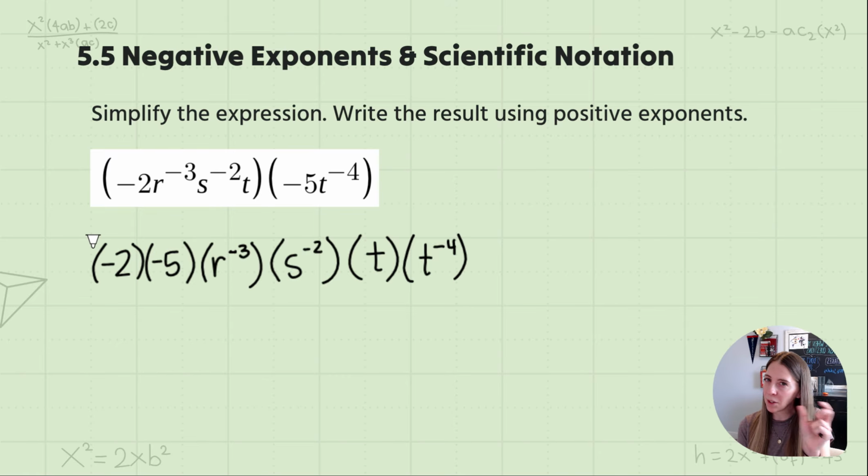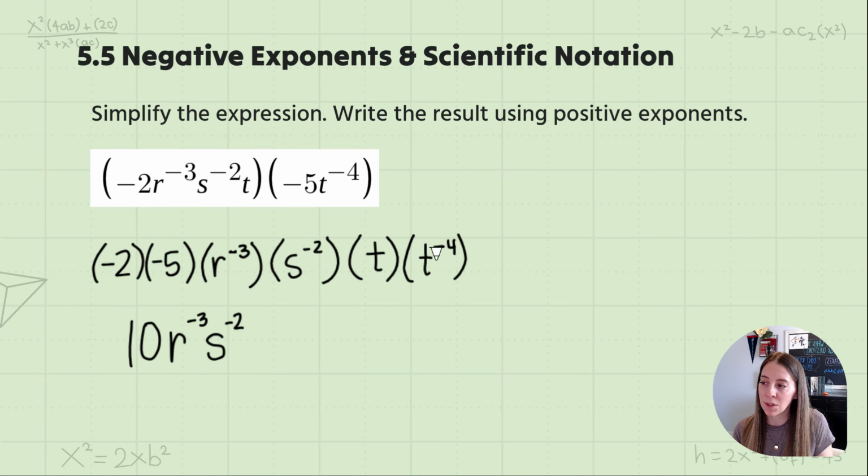All right, so I just like grouping them just to make my life a little bit simpler. And it helps me check to make sure that I'm doing everything I'm supposed to be doing. So then I multiply terms that can be multiplied. So -2 times -5 is a +10. R to the -3rd, there's no other r variable, so I can't multiply that by anything else. So that's just going to be an r to the -3rd power. Same with s to the -2 power. There's no other s terms, so I'm just going to rewrite that as s to the -2.